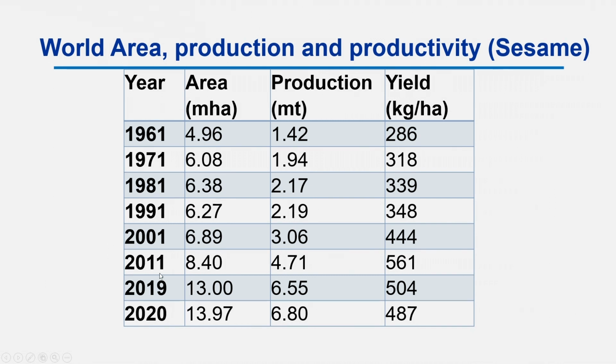But in 2011, you see area has increased to 8.4 million hectare, and in 2019, it has become 13 million hectare, and then in 2020, it has become almost 14 million hectare. In 1 year, a 1 million hectare jump from 2019 to 2020. So, you can see it is really good that area under sesame has increased from 4.96 million hectare in 1961 to almost 14 million hectare in 2020.